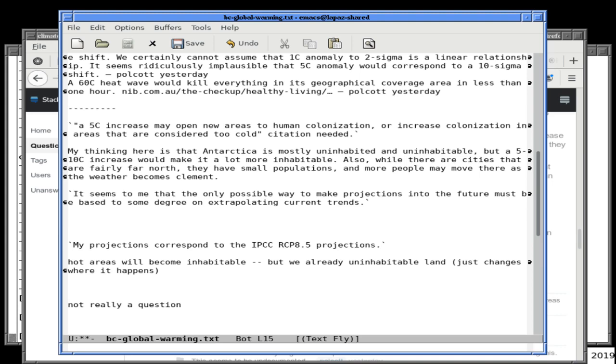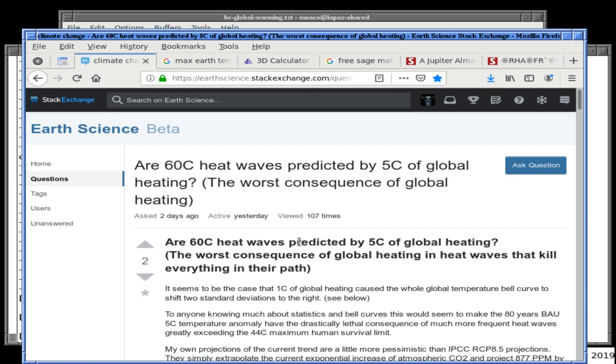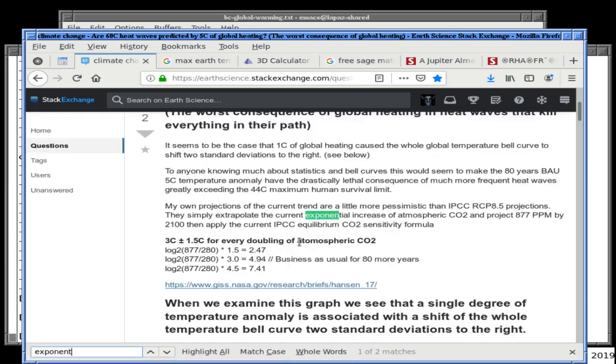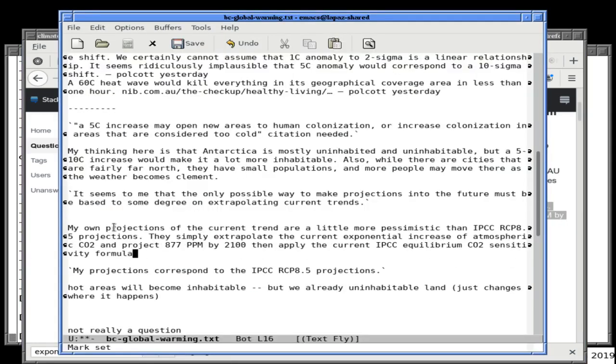If you look at the original, he is actually extrapolating. He's extrapolating exponentially. And if you notice, he says, my own projections are a little bit different. So he's not really using the IPCC projections. They simply extrapolate the current exponential increase and then apply the IPCC. So it's sort of like half using their data and half not, but that's problematic. He's basically creating his own formula, his own prediction here.